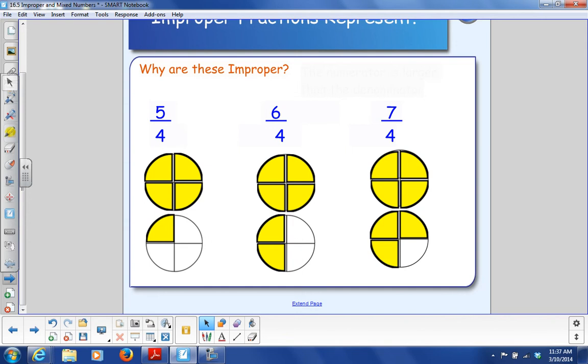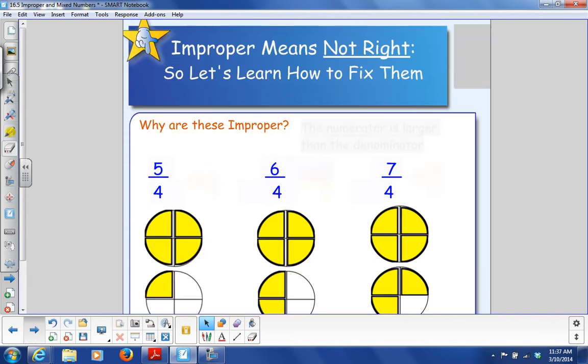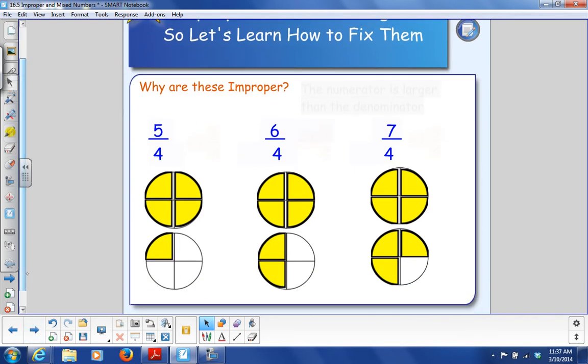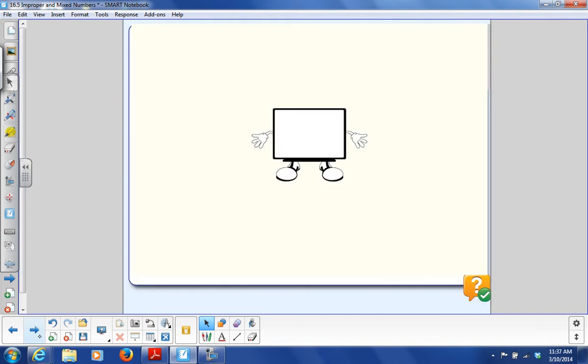Okay, so in this one, I have almost two wholes, right? I've got one whole pie, let's say it's like a pie, and then 3/4 of another piece of pie. So those are improper fractions. All right, so now that we know that those are improper fractions, let's figure out how to fix them.